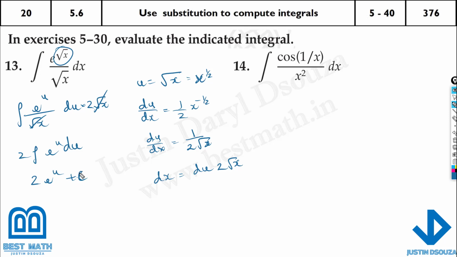That's the answer. I remember one of the students asking me this before: when we integrate this, why don't we do u plus 1?